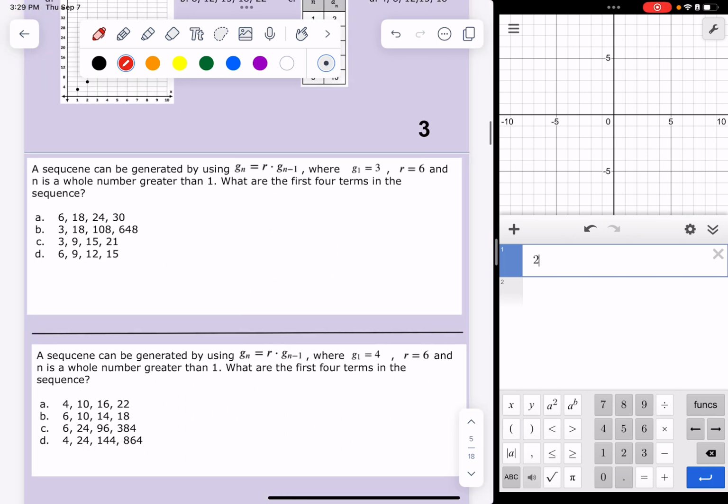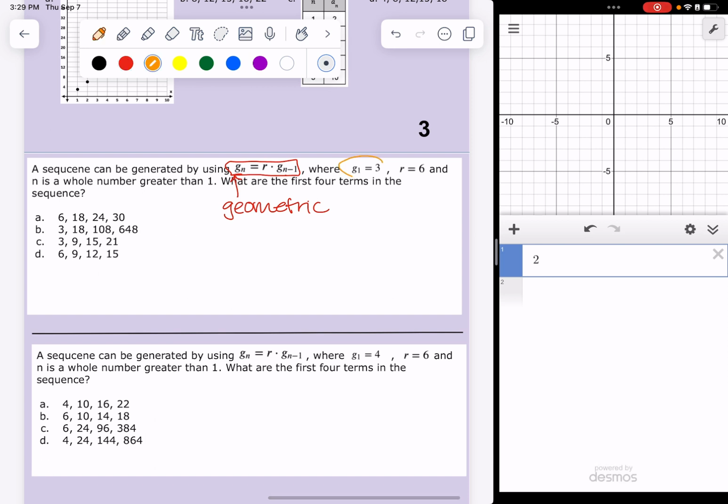For the next one, a sequence can be generated by using G of n equals R times G sub n minus 1. Remember, when we see G, we should think G, oh my God, geometric. And they gave us our G of 1, which is 3. And our pattern is 6. And since it's geometric, we are multiplying.